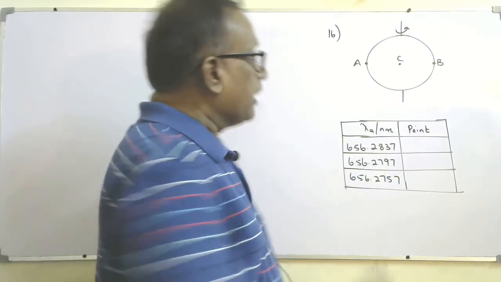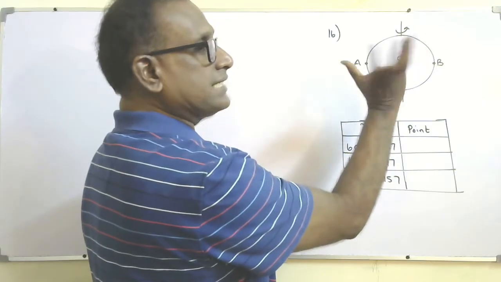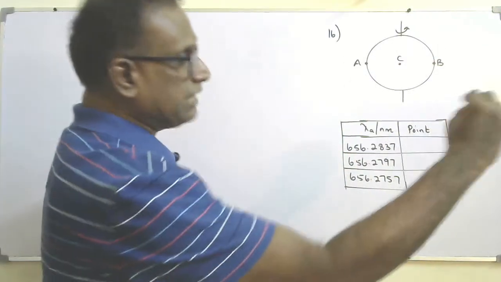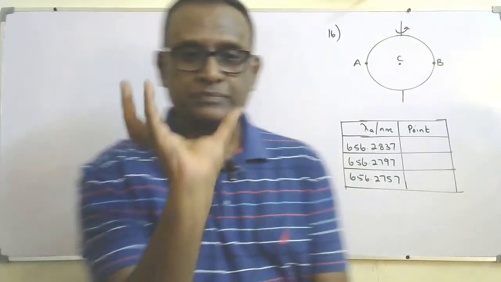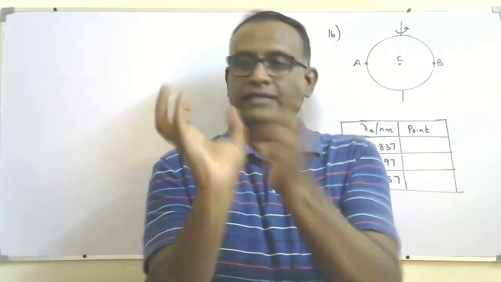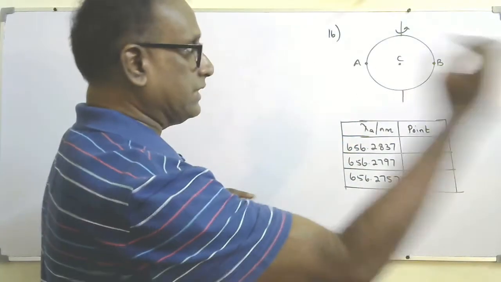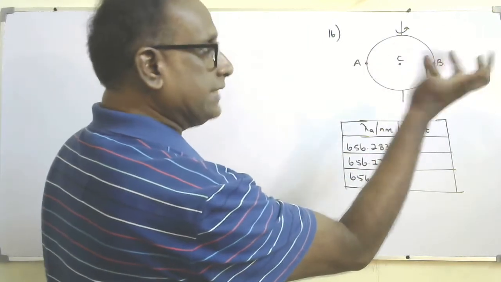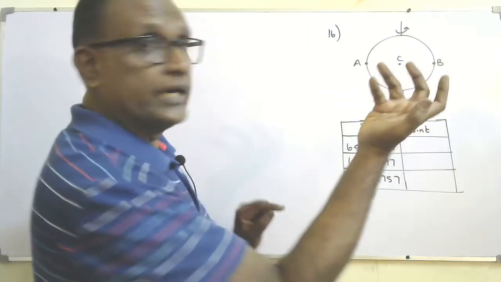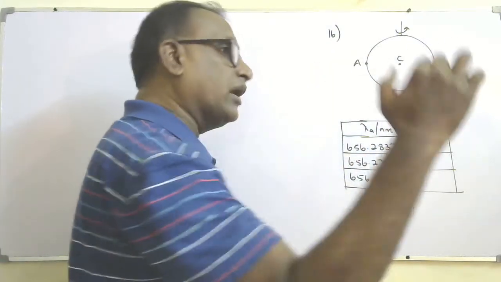You know that the Sun is spinning like that. The direction of spinning is given like this. So when we see from Earth, this point A is coming out towards us. If it is spinning like this, point A is coming towards the observer. We are observing from here. So when it is spinning in this direction, A is coming towards us and B is going away from us.